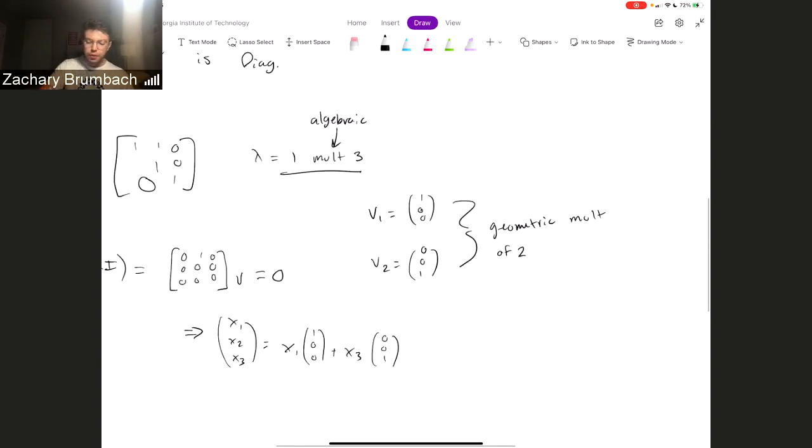So here we have a total algebraic multiplicity of 3. We have a total geometric multiplicity of 2, so it is not diagonalizable because we don't have 3 eigenvectors. Okay, questions on this?